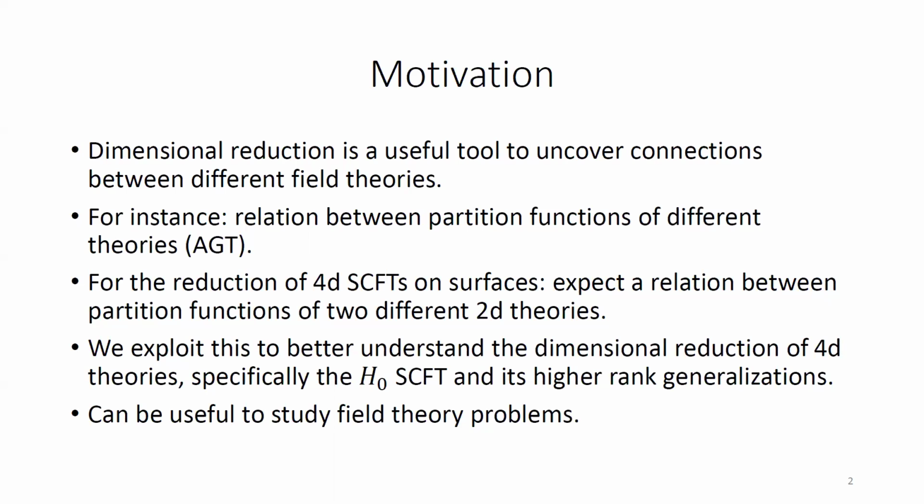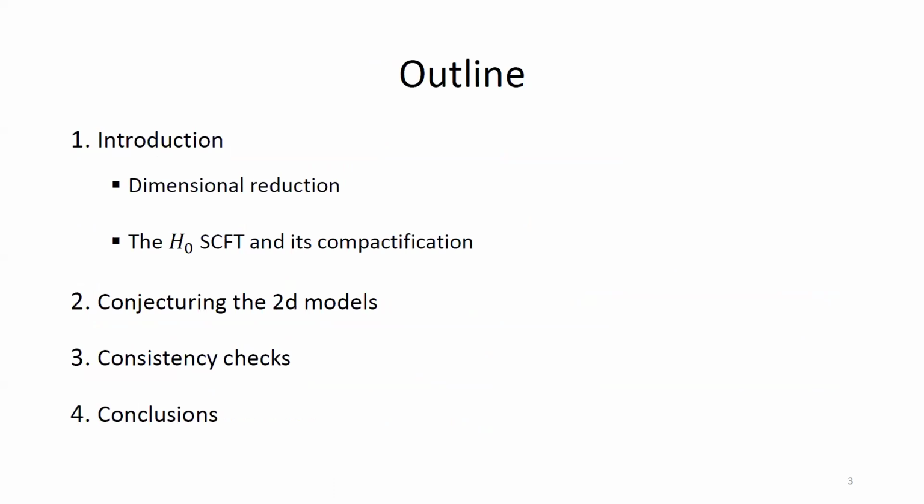All right. So the outline of this talk is going to be as follows. I'll begin with some introduction. The majority of it will be devoted to various disparate aspects of dimension reduction that are going to be useful in this talk. Then I will move on to briefly review some aspects of the H0 SCFT and its compactification that again are going to be useful in this talk. After that, I will go on to discuss how we can conjecture the 2D models we get when we reduce the H0 theory on particular punctured spheres. Then we're going to talk about testing them with various consistency checks. And finally, I will end with some conclusions.